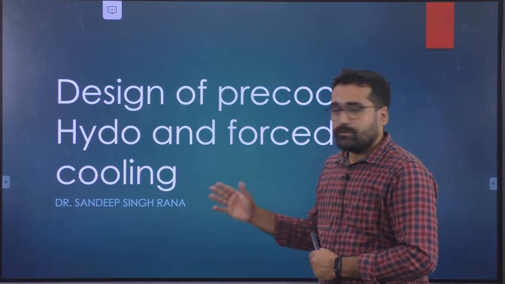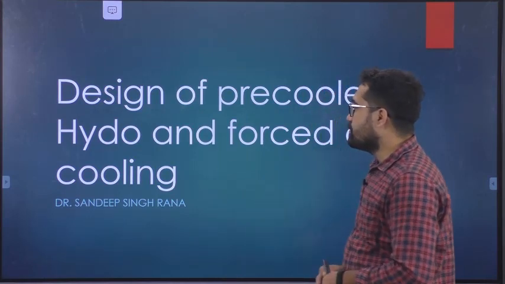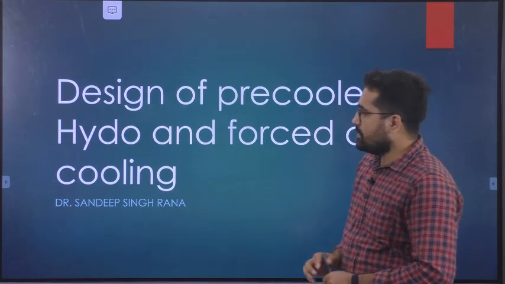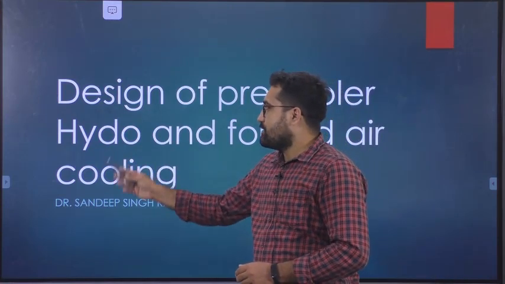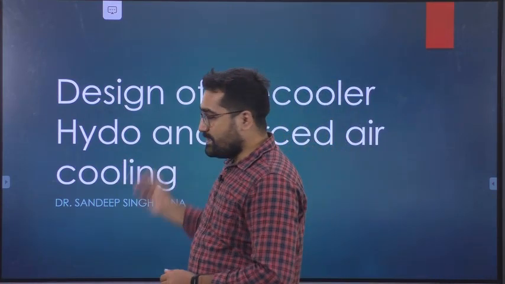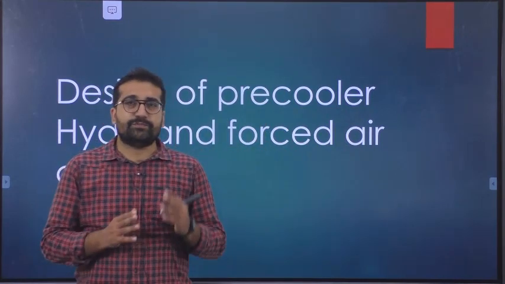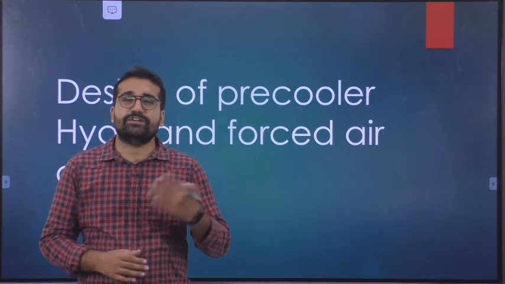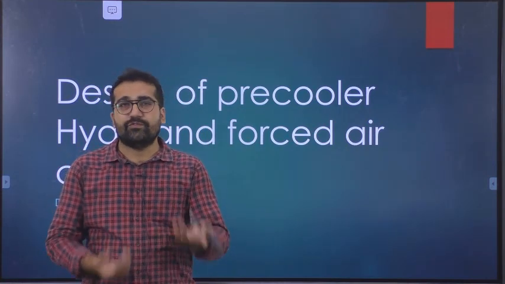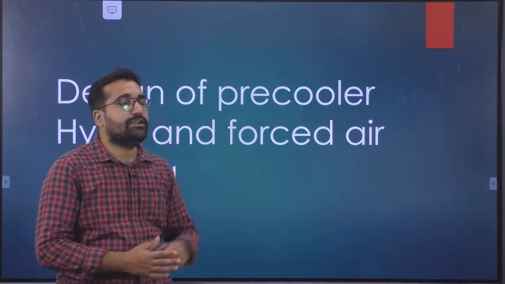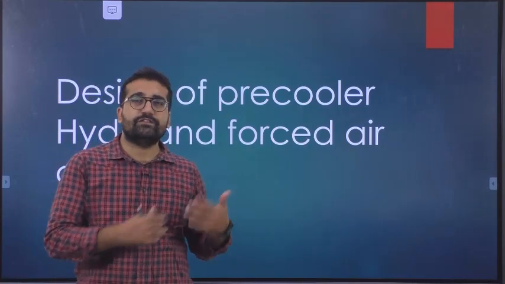There are two types of pre-coolers. One is hydro pre-coolers and another one is forced air pre-coolers. As the name suggests, hydro pre-cooler means we are dealing with water, so we are spraying water over the product. Our product can be anything, fruits or vegetables. Or it can be forced air pre-cooling, where we have to provide cold air.